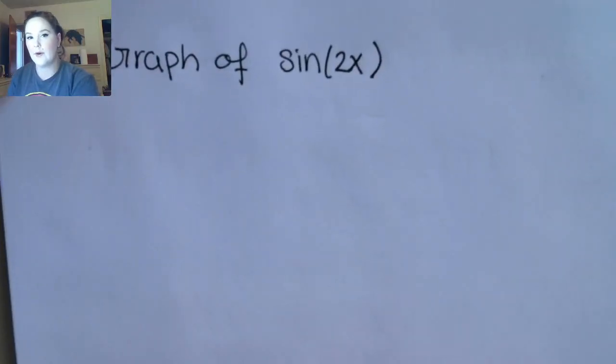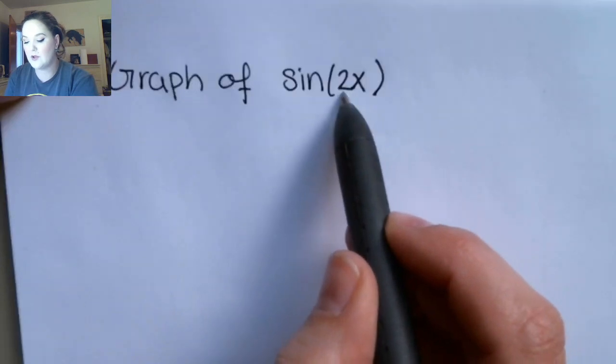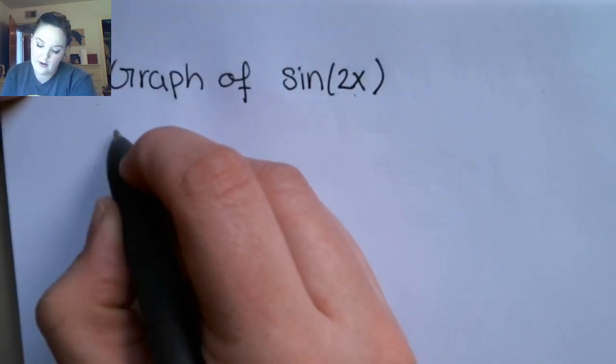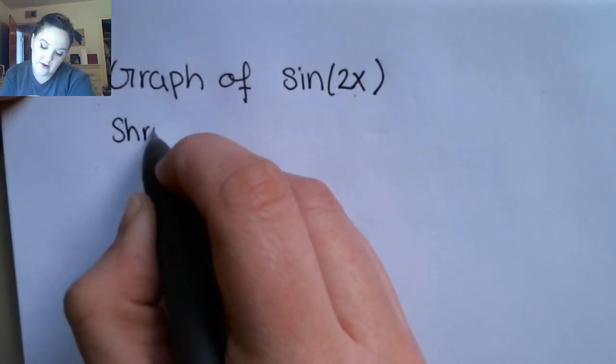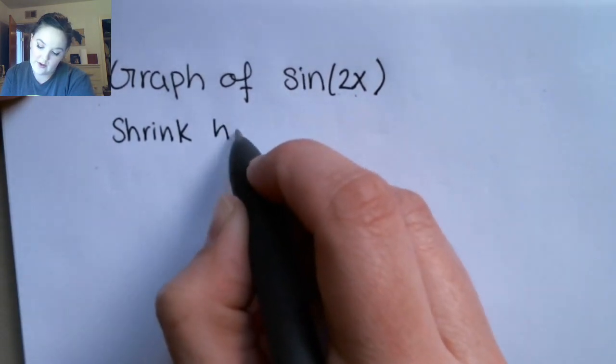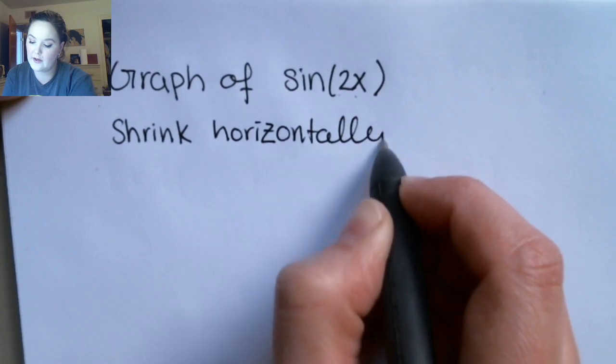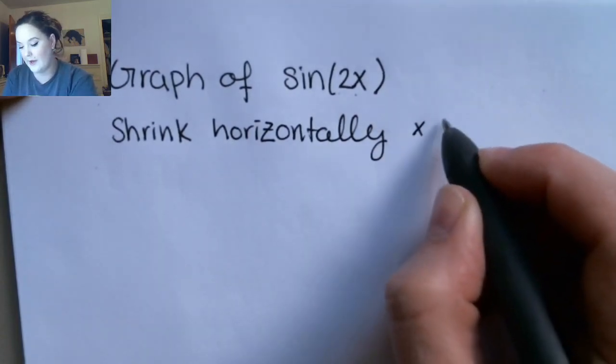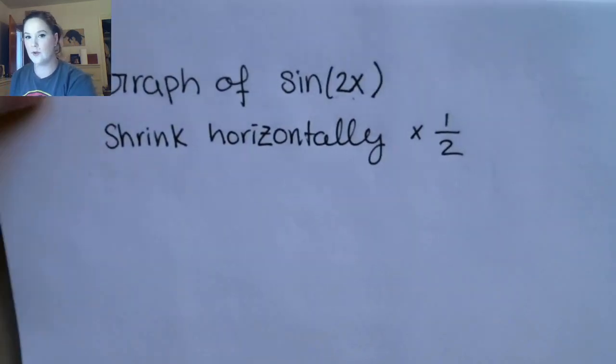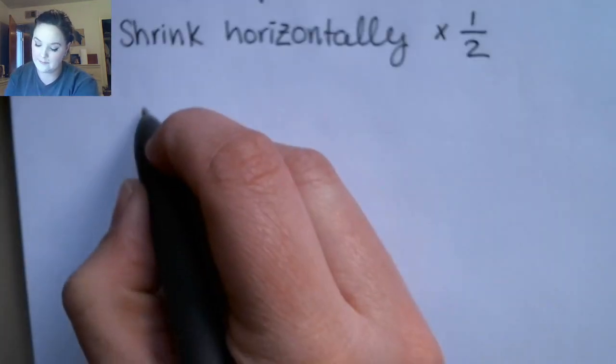Okay, now remember what happens when you have a 2 inside the function. This is going to shrink it horizontally by 1/2. So we're going to look at the graph real quick.